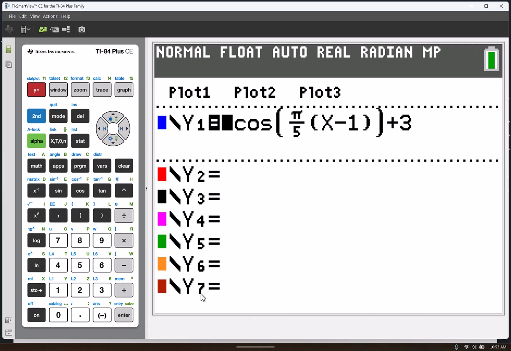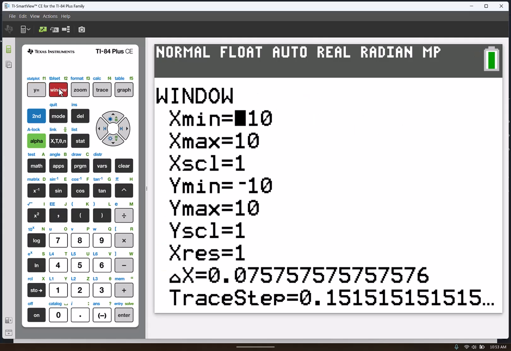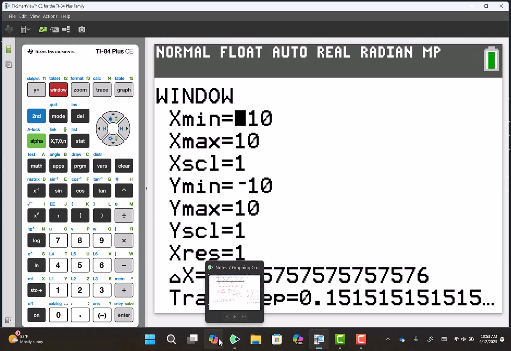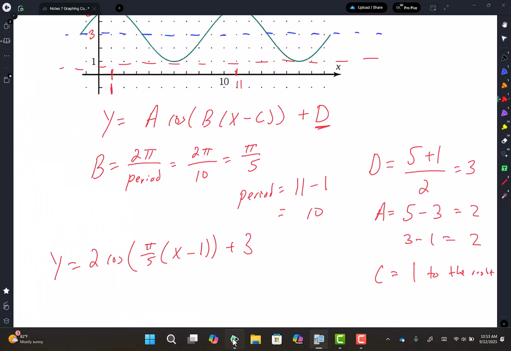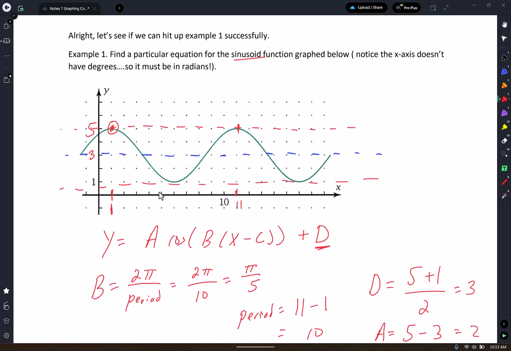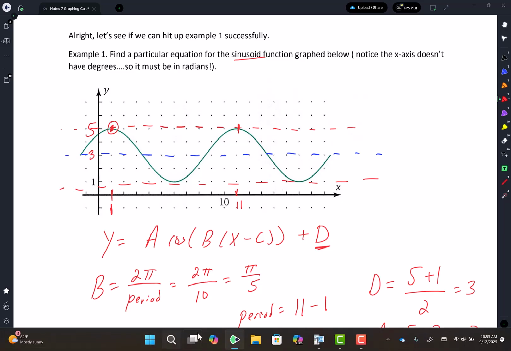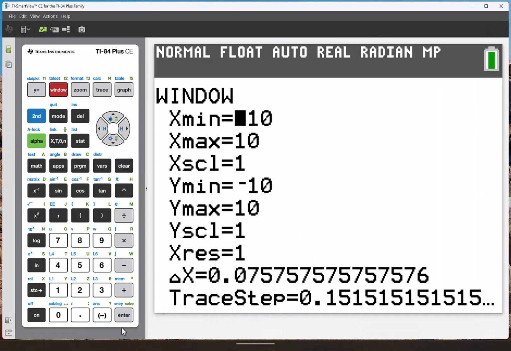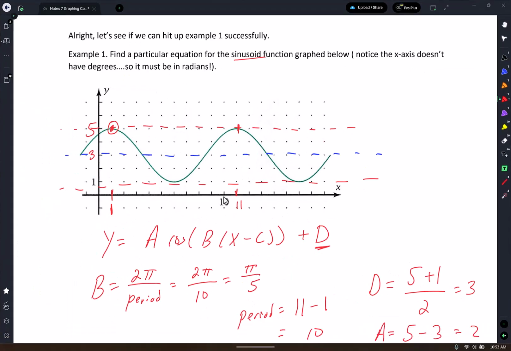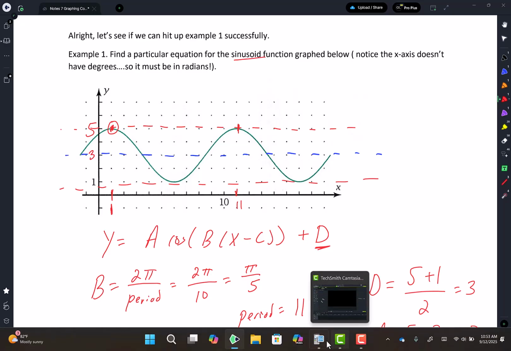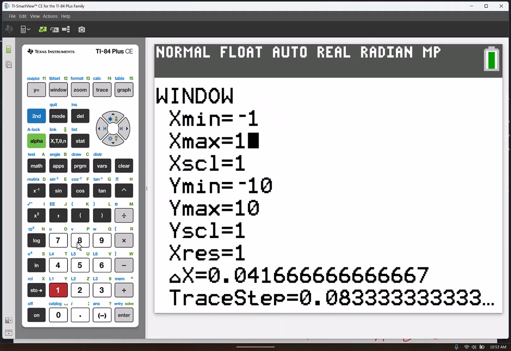Okay, don't push graph yet. Look at your graph paper. Click on something that says window. Do you see the window? All that literally means is, what do you want me to insert to make this window look like this graph? Well, look at this graph. What's the smallest x value you see here? -1. So I'm going to put -1. If you want to go a little bit to the left of that, that's fine. And then the biggest x value that I see, let's see, 10, 11, 12, 13, 14, 15, 16, 17, 18. I see like 18. So we're going to put 18 for x max.